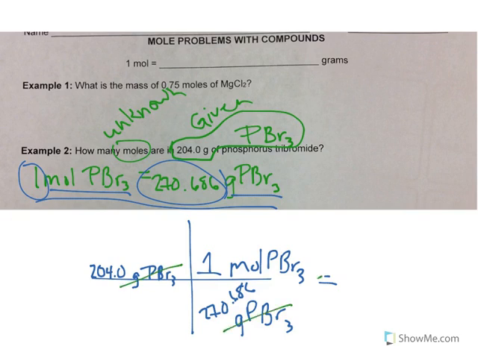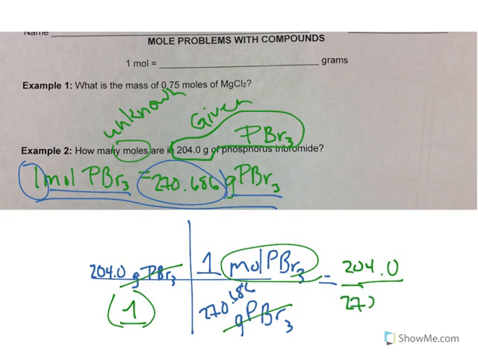So grams cancel with grams, leaving us with moles. That's what we want. So again, we're going to multiply across the top. 204.0 times 1 is going to give us 204.0. Remember, this box is always assumed to be a 1. So 1 times 270.686 is going to be 270.686. So we're going to do 204.0 divided by 270.686. And that's going to get us 0.7536407498. Whew, huge number of digits.